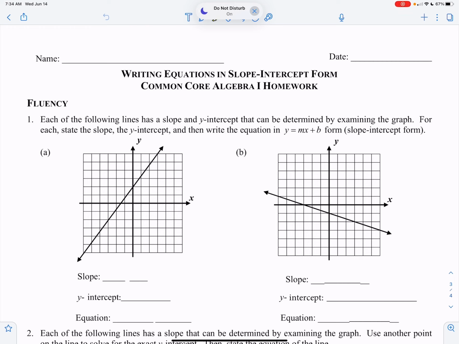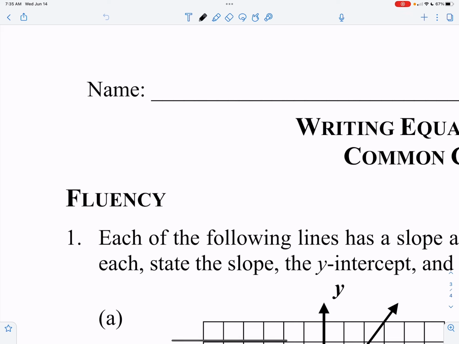In this lesson, we're going to be looking at Unit 3, Lesson 4, writing equations in slope-intercept form. Please remember to pause or rewind the video as needed. Let's begin. Recall that slope-intercept form of a line has the following look.